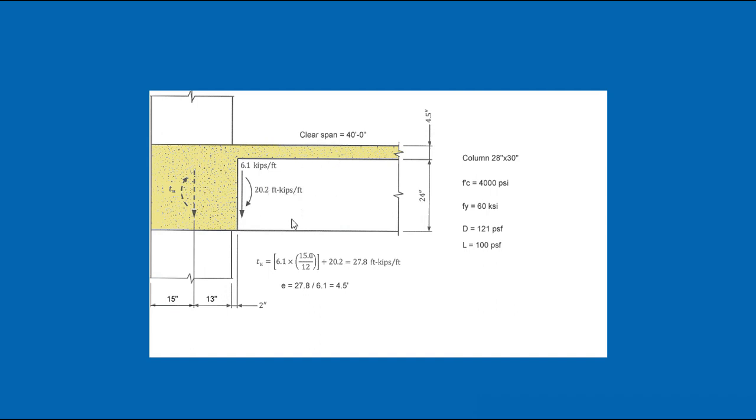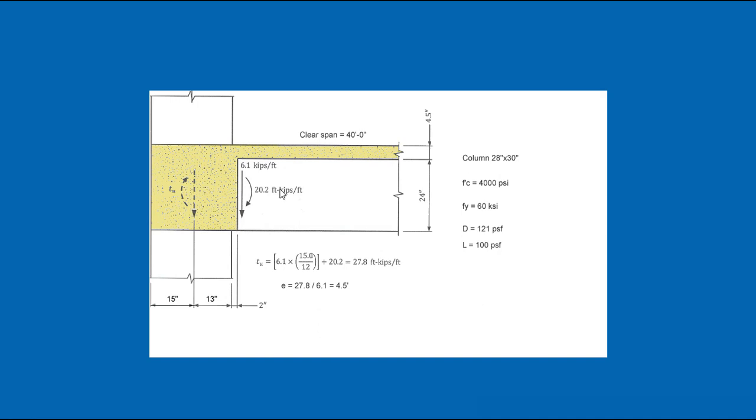The clear span of the joist system is 40 feet, so the tributary area of the spandrel beam is 20 feet, one half of the span. The column size is 28 by 30, and we'll use F'c of 4 ksi and Fy of 60. Dead load is 121 psf, and live load is 100 psf.